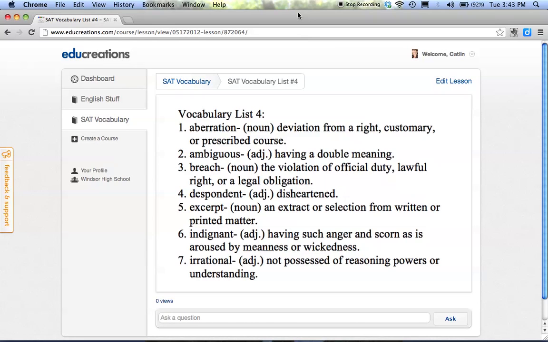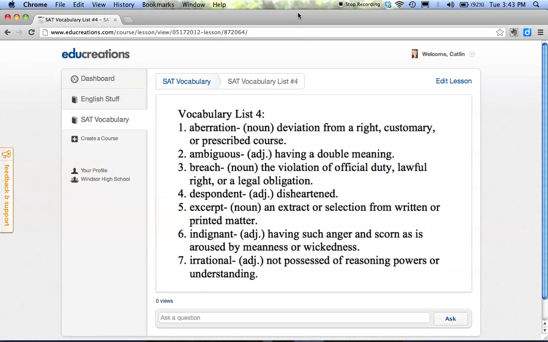So the first word is aberration, which is a noun, and it means deviation from a right, customary, or prescribed course, usually like course of action. So if you deviate, that means you move away from or you change. If you deviate from the right course or the customary course, that means you're changing courses.